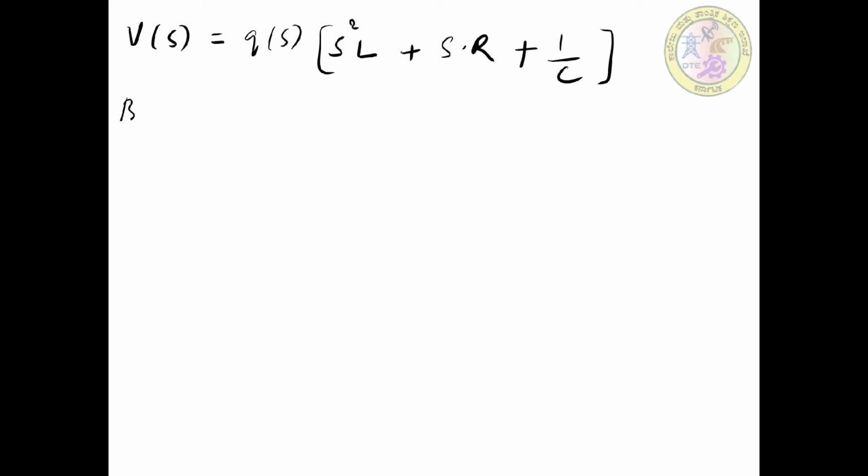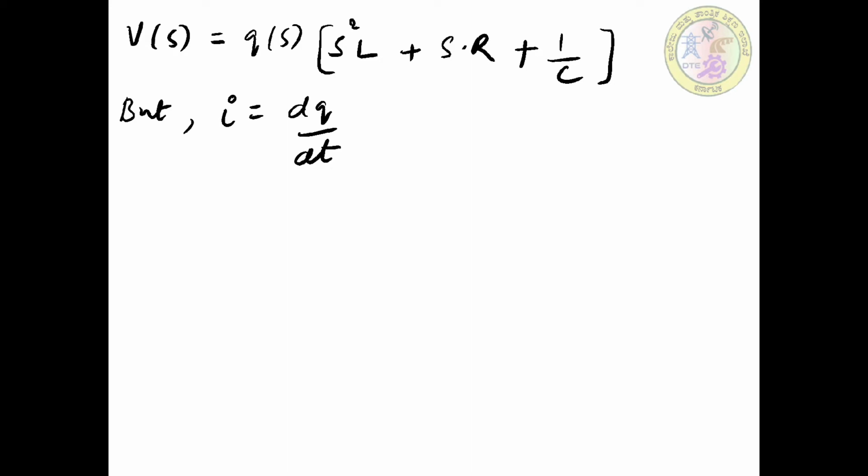But we have a relation here, that is I is equal to dq by dt, because we are writing the loop equation. So we have to show the loop current. Now the charge term we have to convert into the current I term.